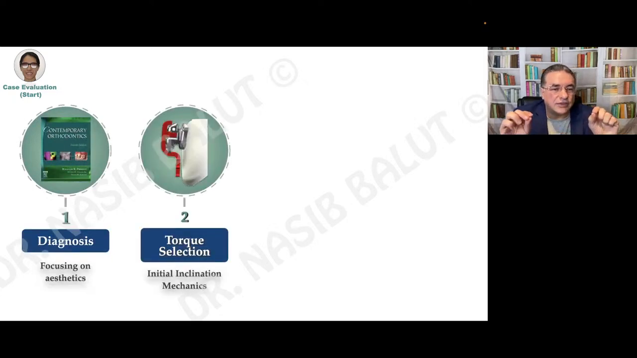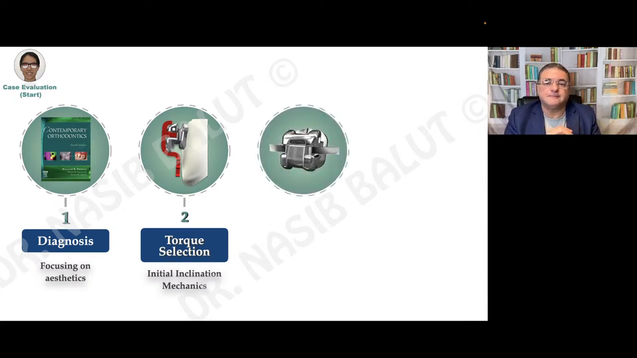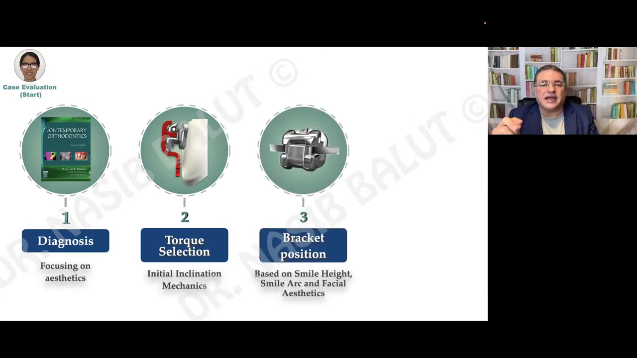I'm going to do my diagnosis with the CBCT, focusing on the aesthetics. I'm going to do my torque selection according to the mechanics, the biomechanics that I'm going to be using, and also according to the cortical bone that I will see in the CBCT. Then I will check for my bracket positioning based on the smile height, smile arc, and facial aesthetics.